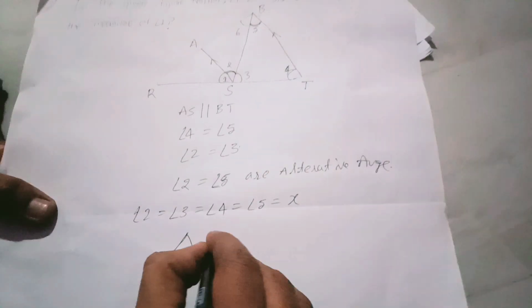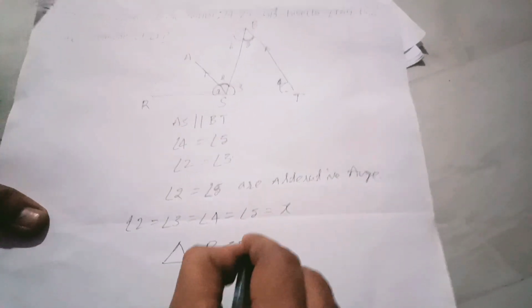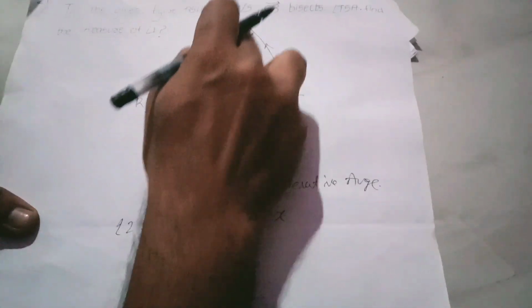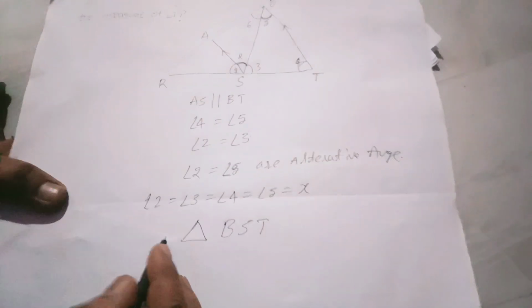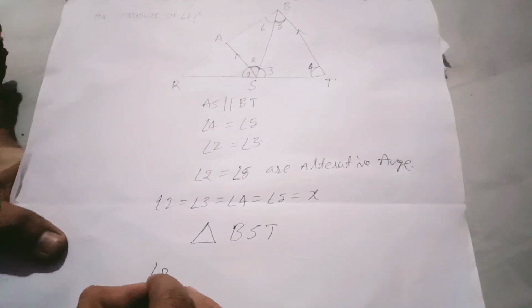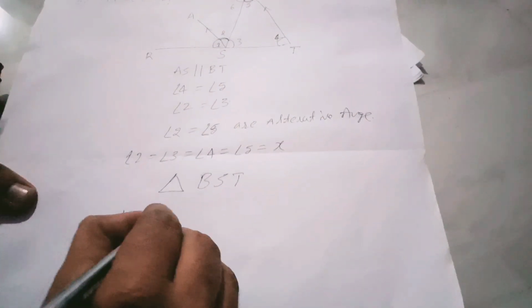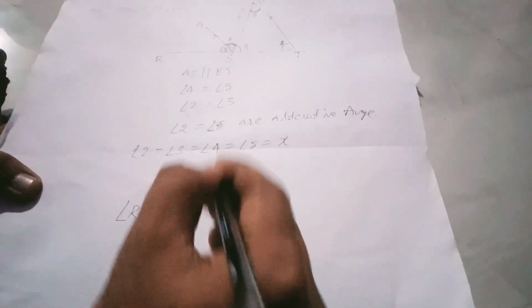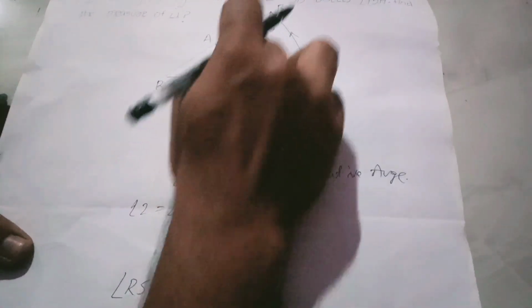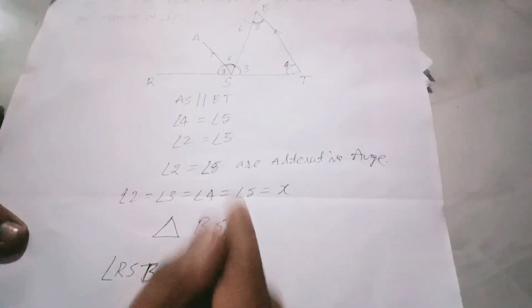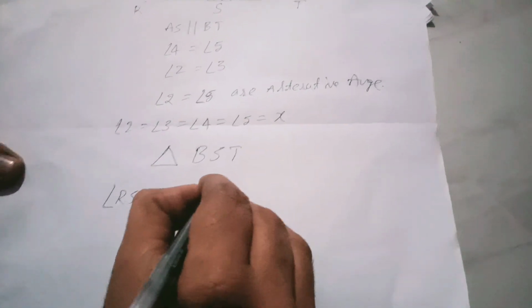But in triangle BST, exterior angle RSB is equal to the sum of the two interior angles, that is, SBT plus STB.